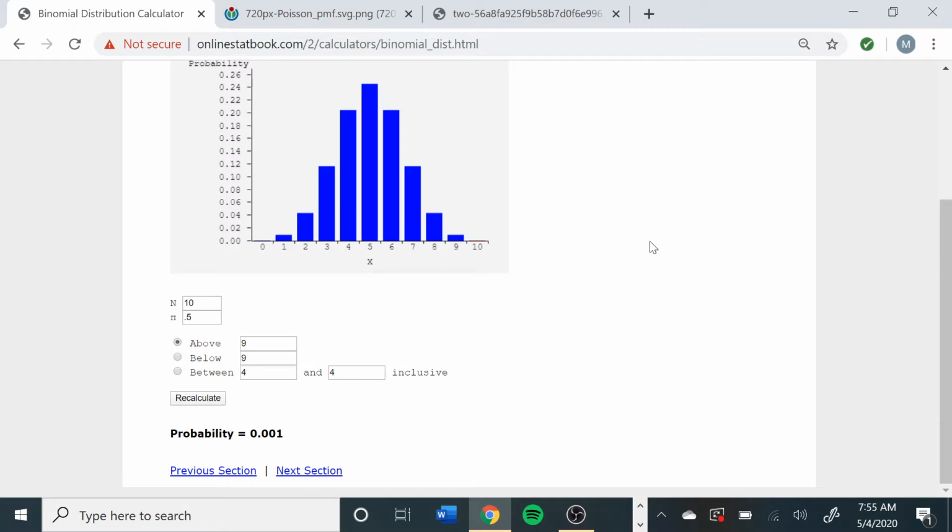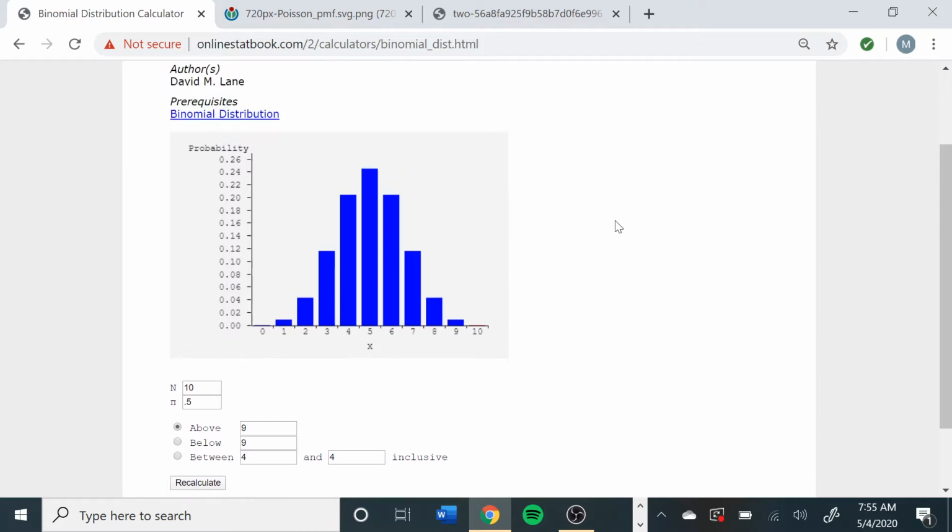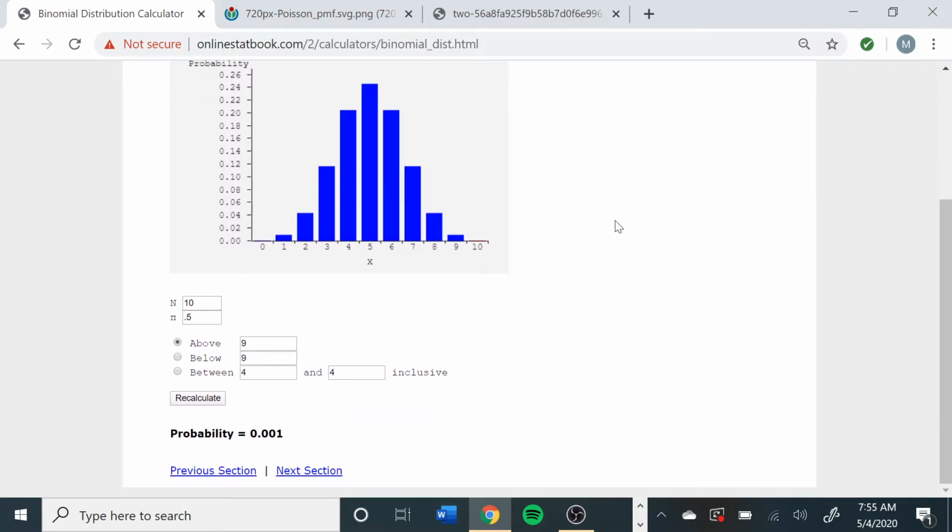In this class, we are going to use this calculator just because it's easier for one. If you use the formula, sometimes you'll get a slightly different answer. This is due to a rounding error. So I ask that in this class, you always use this calculator. Okay, so let's see what this is telling us here.